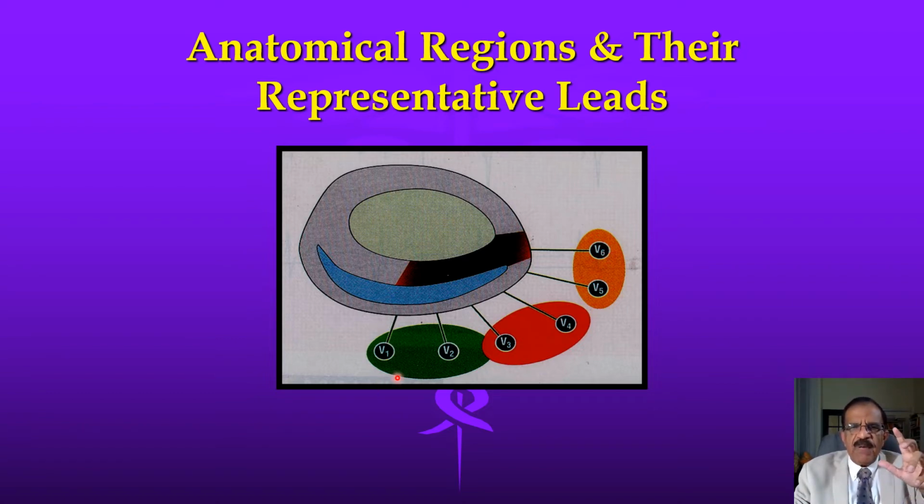So based on which leads show the changes, we would localize the infarction. If all leads are showing ST elevation, then it would be called extensive anterior wall infarction. But if only these two leads are showing changes, it would be anteroseptal, then anteroapical, or anterior wall, or anterolateral. So based on these leads, we put a label on which part of the anterior surface is actually infarcted.